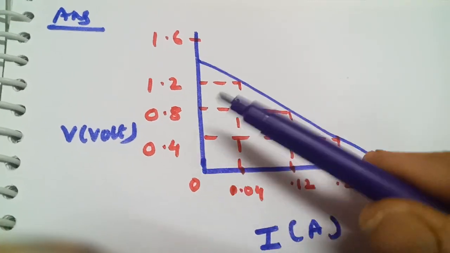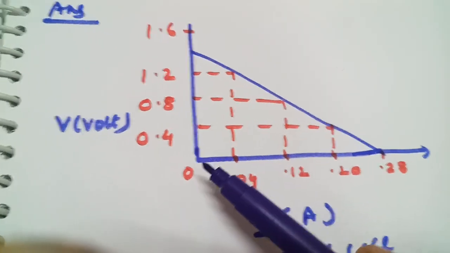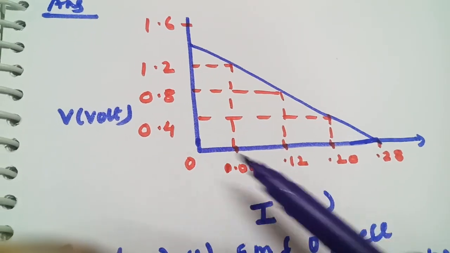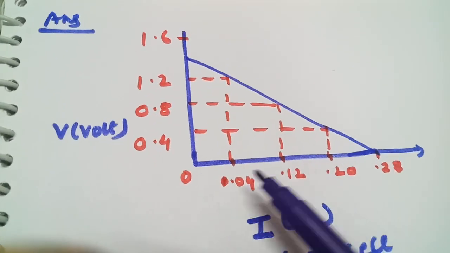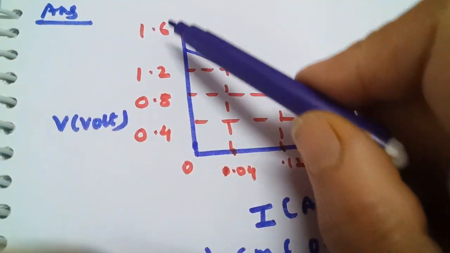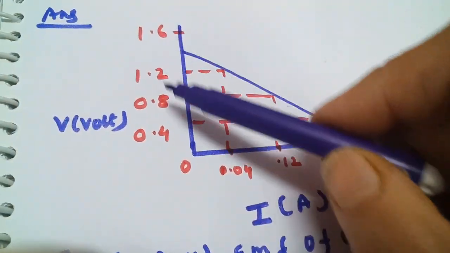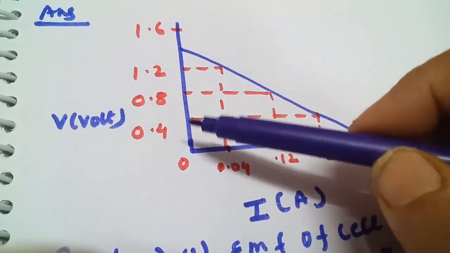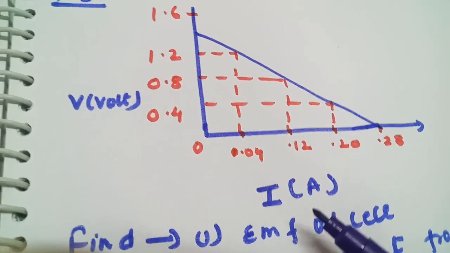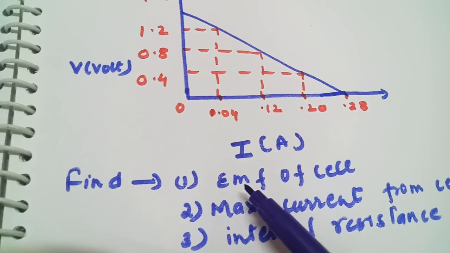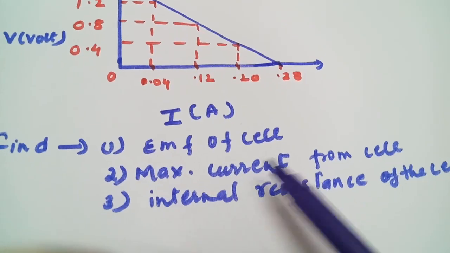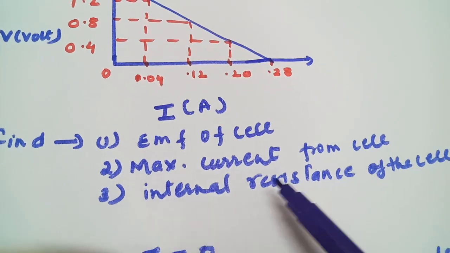This is another question. In this question we have a graph between voltage and the current, and these are the values of the different currents, and these are the values of the different potential difference across the two ends of the cell. Okay, what you have to find out?